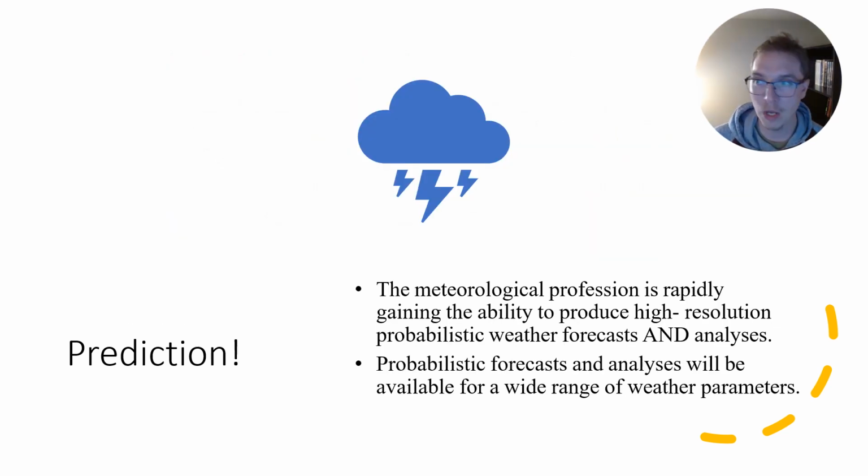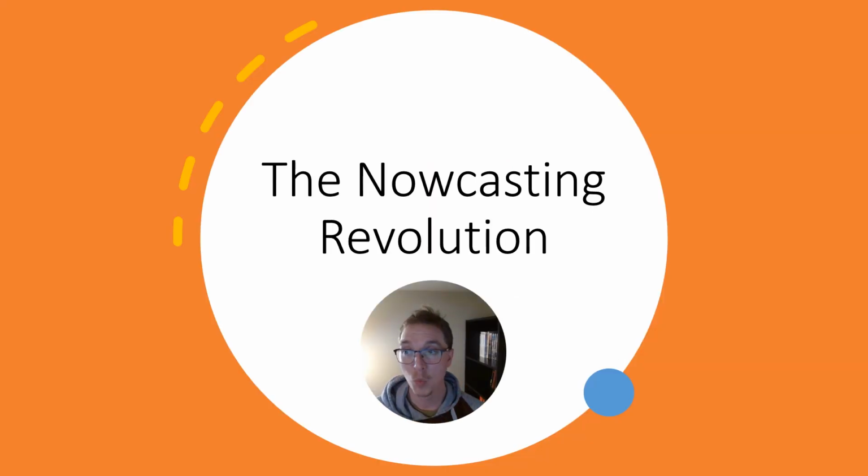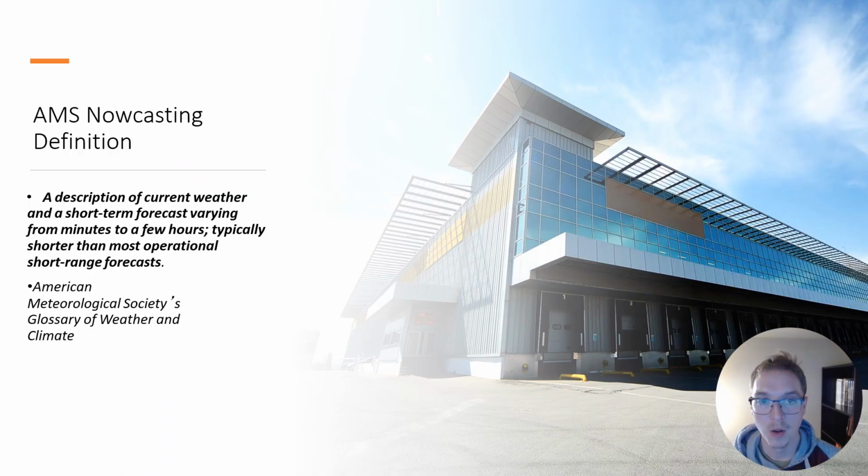So the meteorological profession is rapidly gaining the ability to produce these high-resolution probabilistic weather forecasts and analyses. Probabilistic forecast analyses will be available for a wide range of weather parameters. We also have what we call the nowcasting revolution starting. Nowcasting, as far as the American Meteorological Society is concerned, is a description of current weather and a short-term forecast varying from minutes to a few hours, typically shorter than most operational short-range forecasts.